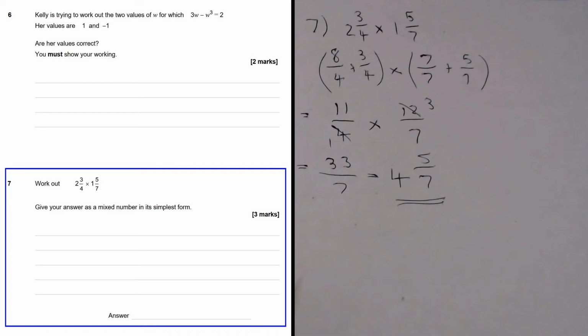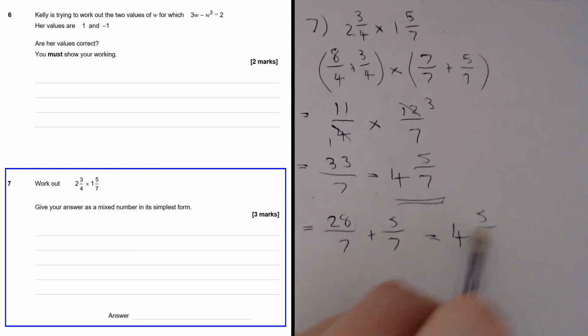Essentially what I've done in that last step is I've said, well, 33 over 7 is the same as 28 over 7 plus 5 over 7, but we know what 28 over 7 is, that's 4. So it's 4 plus 5/7, which is just 4 5/7.